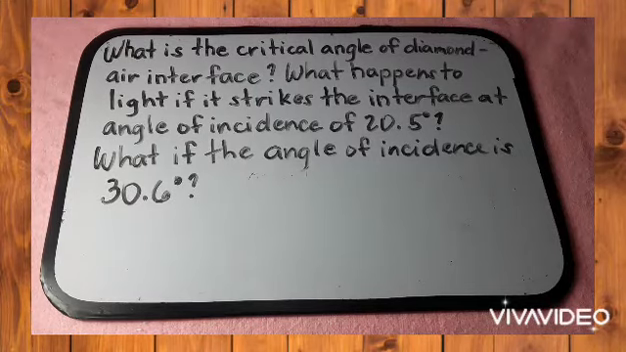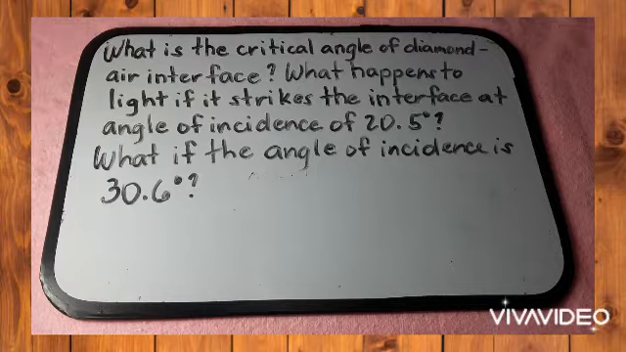So what is the critical angle of a diamond to air interface? What happens to light if it strikes the interface at an angle of incidence of 20.5 degrees? What if the angle of incidence is 30.6 degrees?